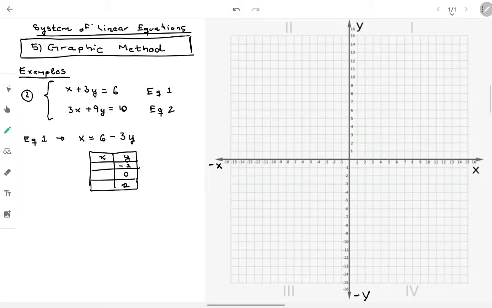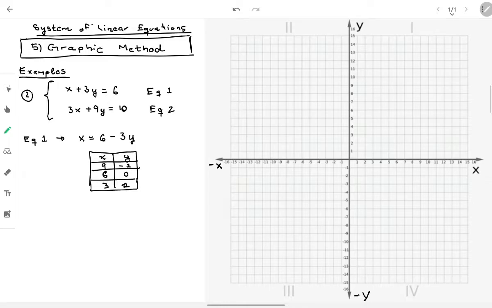And let's see what happens when y has a value of minus 1. It's going to be minus 3 multiplied by minus 1. It's going to be plus 3. 6 plus 3, it's 9. So here it's going to be 9. What happens when y has a value of 0? 3 multiplied by 0, it's 0. So x is going to be 6. And what happens with the other one? When y has a value of 1, it's going to be 6 minus 3, that it's 3.